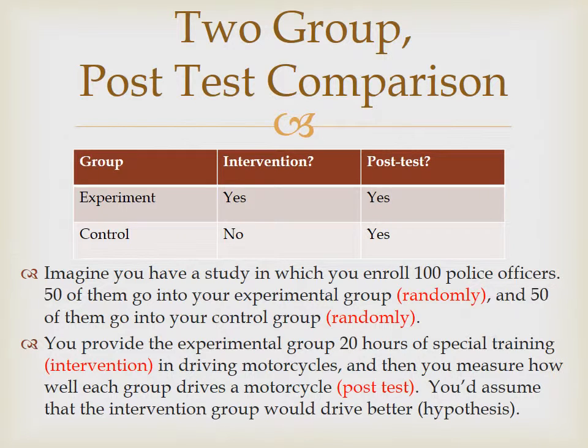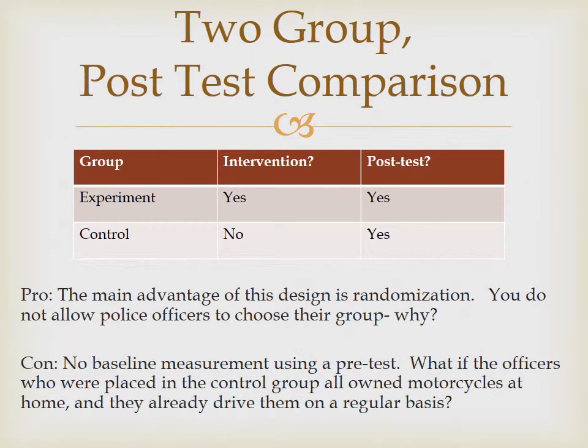And so we would then do the study and find out. So an advantage of this type of study is that you have randomization, and so you do not allow police officers to choose their group. And for that reason, we can say that there's a little less bias in this study than there would have been otherwise.